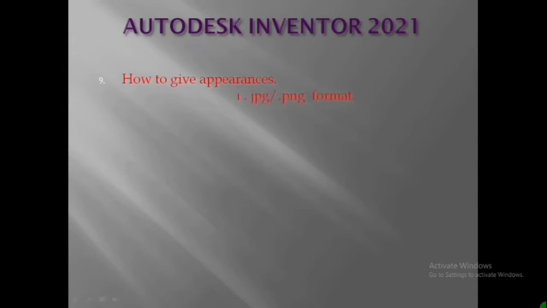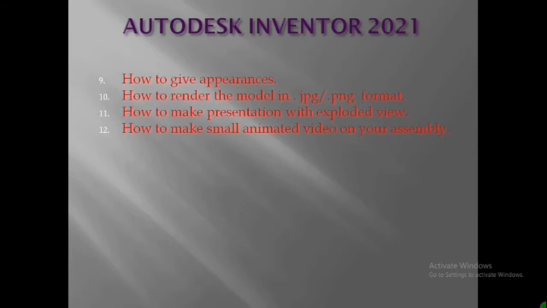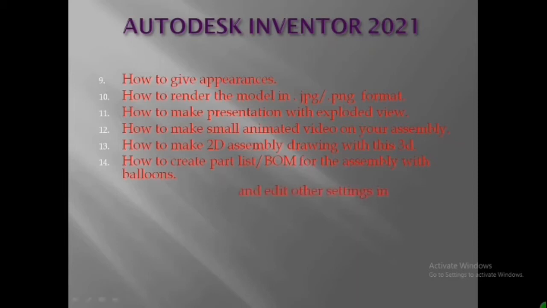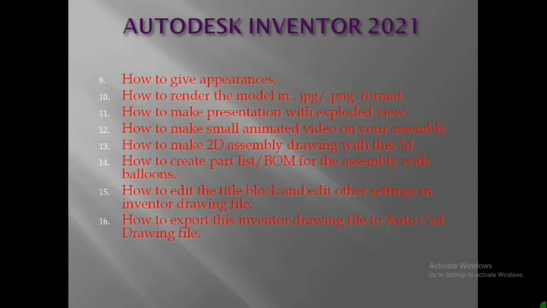how to give appearances, how to render the model in JPG format, how to make a presentation with exploded view, how to make a small animated video of your assembly, how to make a 2D assembly drawing from this 3D, how to create a part list, BOM, for the assembly with balloons, how to edit the title block and other settings in the Inventor drawing file, how to export the Inventor drawing file to an AutoCAD drawing file, how to export the Inventor part or assembly file into other formats like STP or IGS.